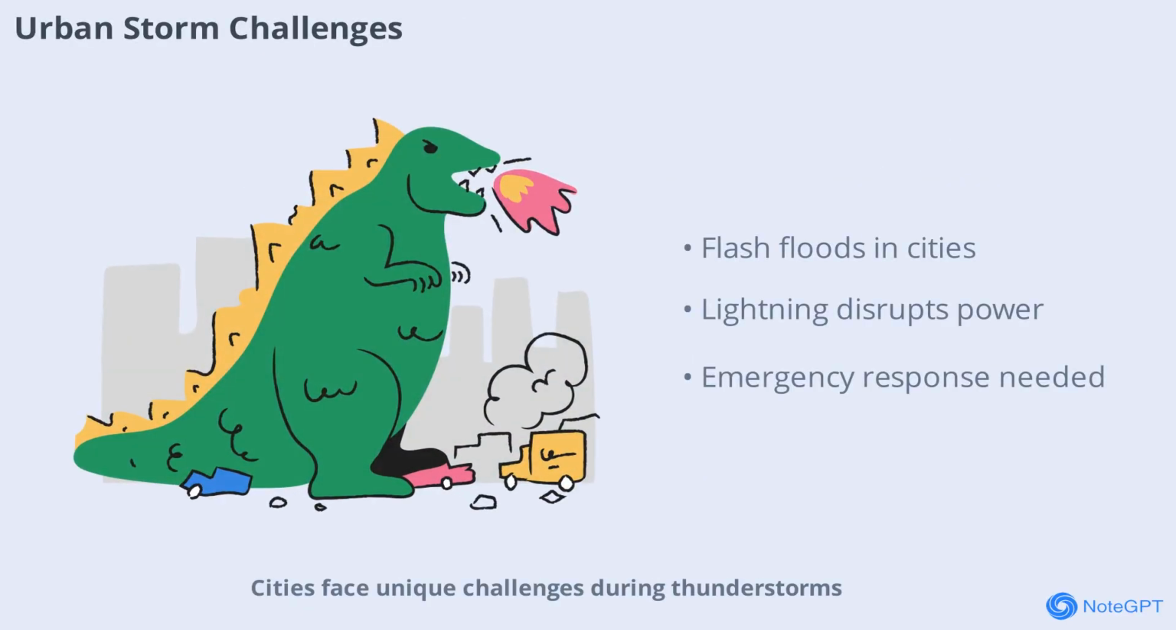Cities face unique challenges during thunderstorms. Urban areas are prone to flash flooding due to large amounts of concrete and limited drainage. Lightning can disrupt power supplies and damage infrastructure. Emergency services must be prepared to respond quickly to accidents, fires, and other hazards caused by severe weather. Urban planning and improved drainage systems are key to reducing the risks posed by thunderstorms in city environments.